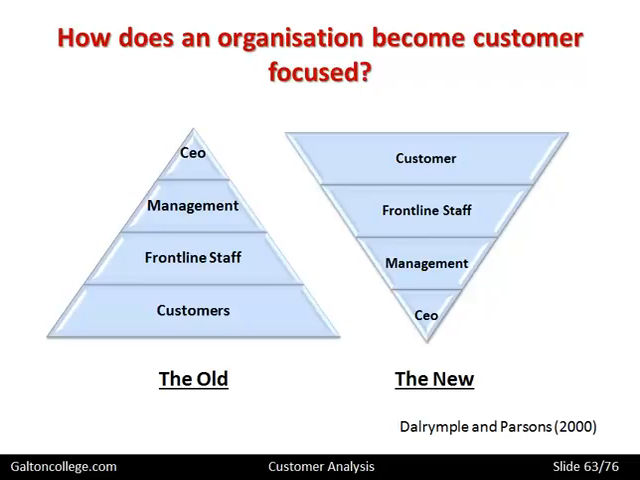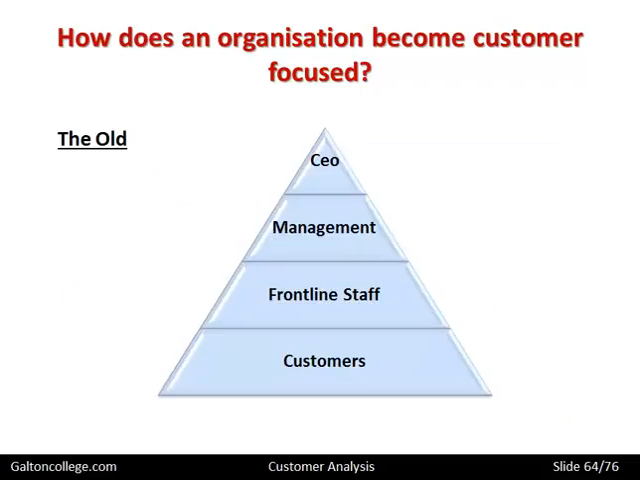The CEO is the person who keeps it all together, keeps it running. But in terms of importance, in terms of sales and the profitability of the business, it's the customer that's most important. And the customer deals with the frontline staff. The customer, generally speaking, does not deal with the CEO. So the customer deals with the frontline staff. They're next important.